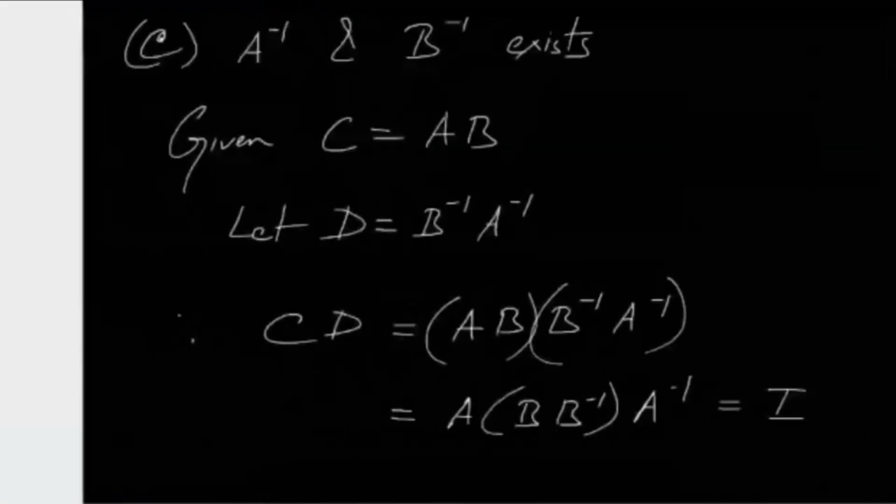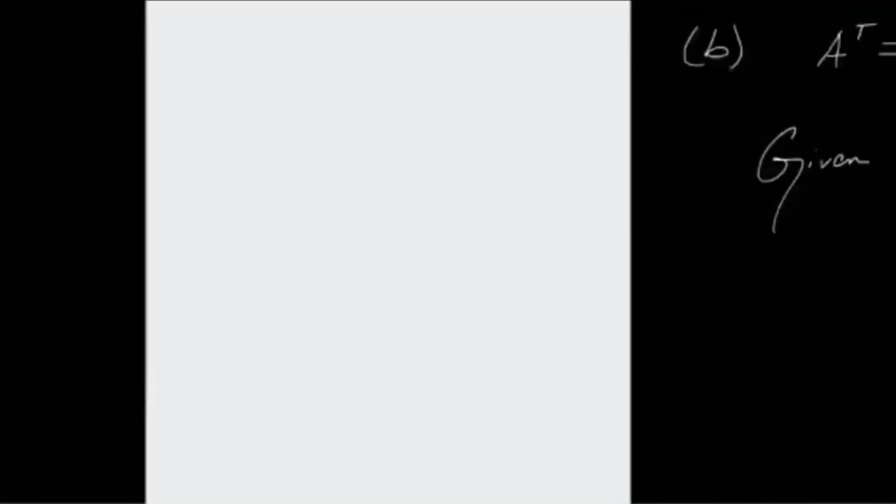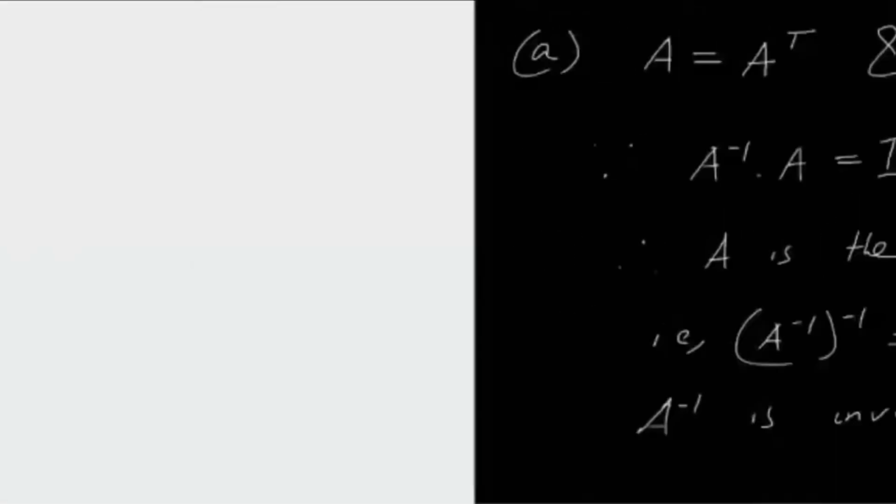So among these four options, only option B is not true. The rest, options A, C, and D, are all true. So there you have it. Very easy problem, you only needed to know the properties of transpose and inverse. That's it. Very easy problem.